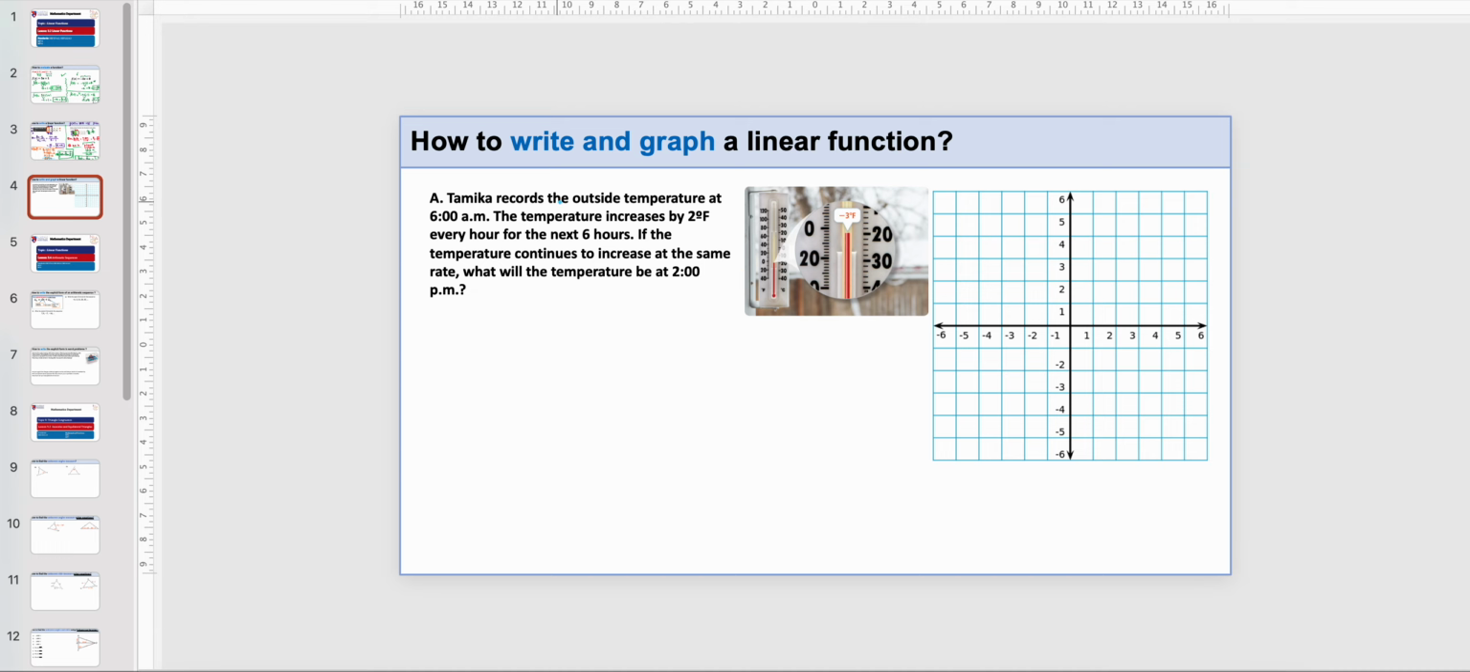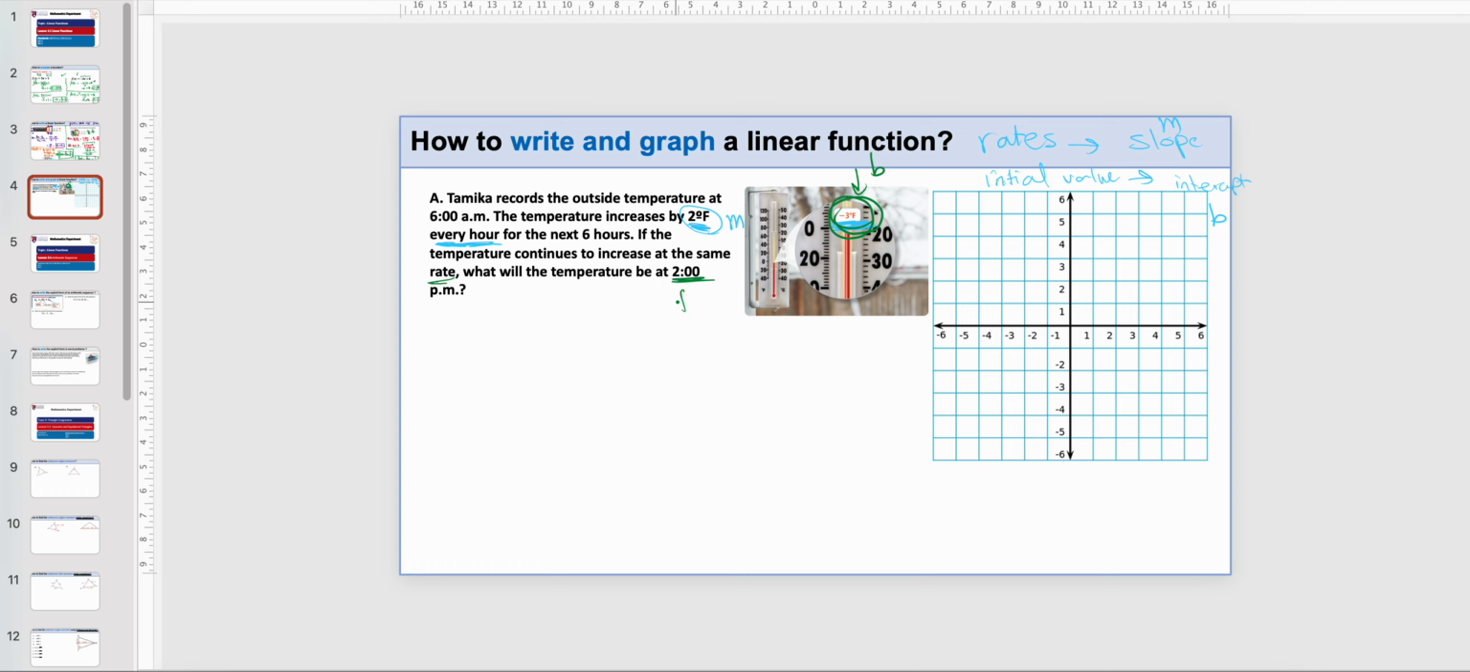So, as they said, our friend recorded the outside temperature at 6 a.m., the temperature increases by 2 Fahrenheit every hour. That's a rate. And usually rates are slope, which is m, and initial values are the intercept, which is b. Okay, so they gave us the rate is 2, that's the m, and she recorded the initial value at 6 a.m. That's the initial value. It's negative 3. That's b. So if the temperature continues to increase at the same rate, that's so clear, what will the temperature be at 2 p.m.?